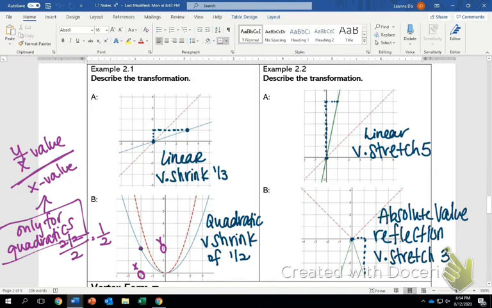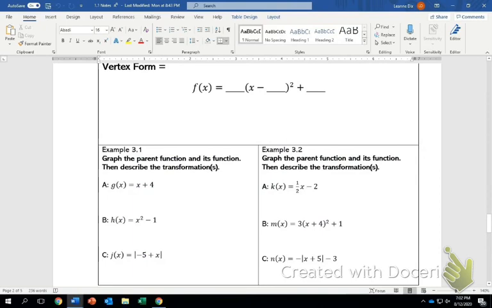Okay, so these are the descriptions that I would be looking for if you were given a picture and asked to describe the function. So we've done some examples of how to describe the transformation if you see the picture. But what if they don't give you a picture? What if they just give you an equation and they ask you to figure it out? Well, there are some tips and tricks for that.